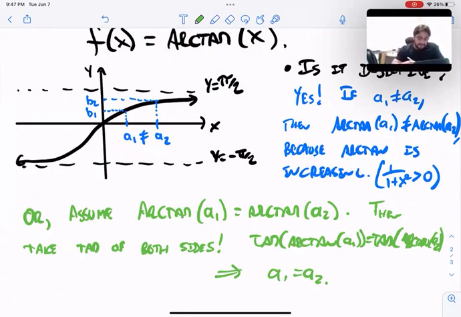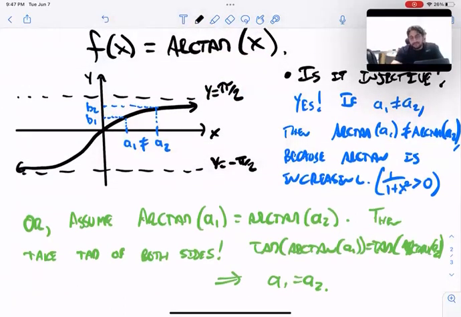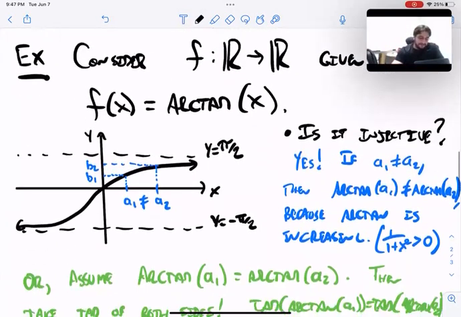So this shows us that arctangent, sure enough, is injective, in two different ways: using both the contrapositive form of the definition and the non-contrapositive form of the injective definition.